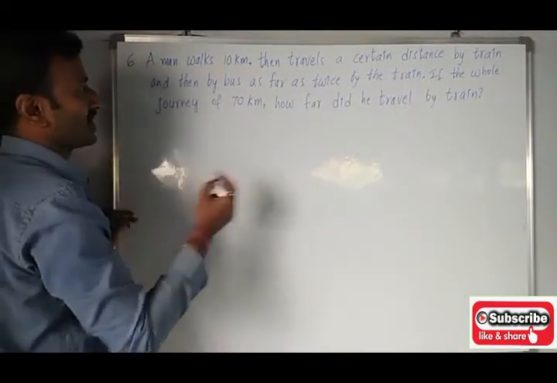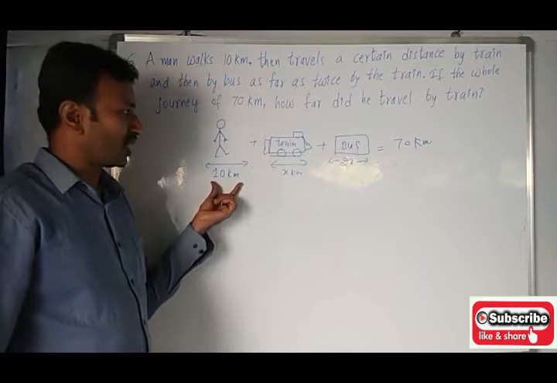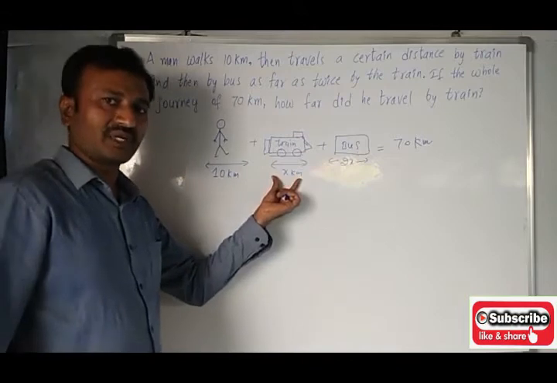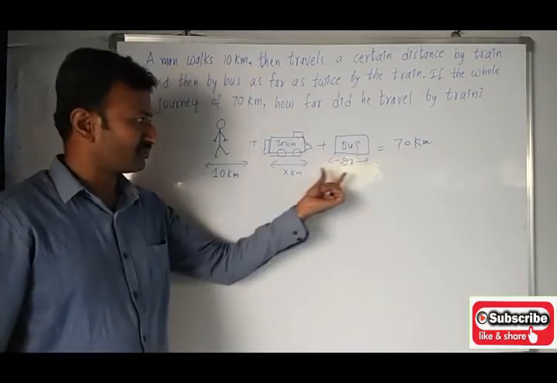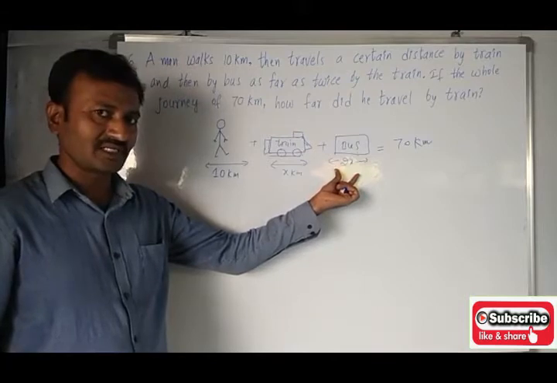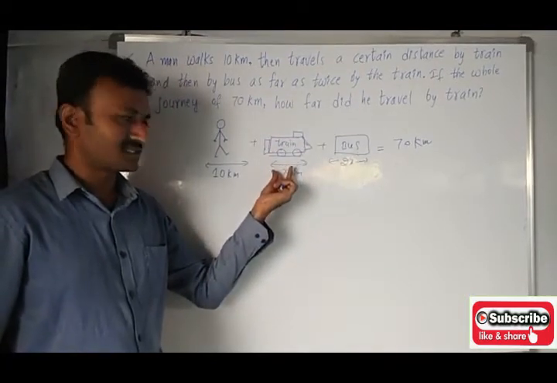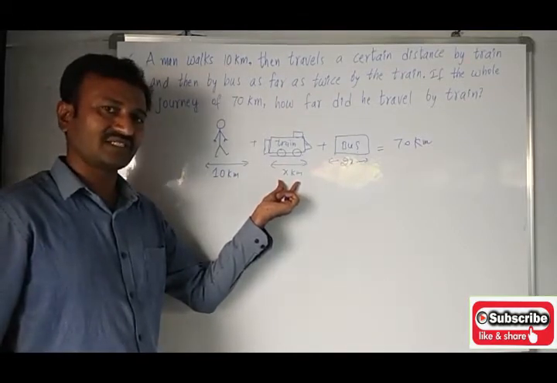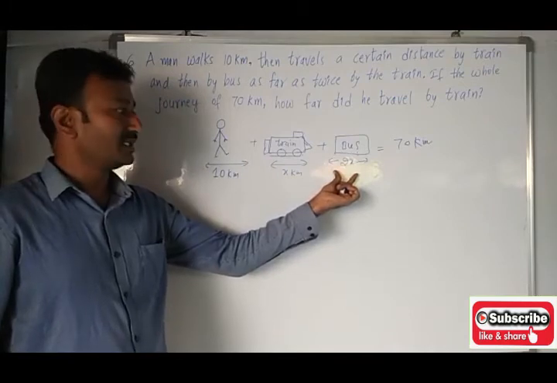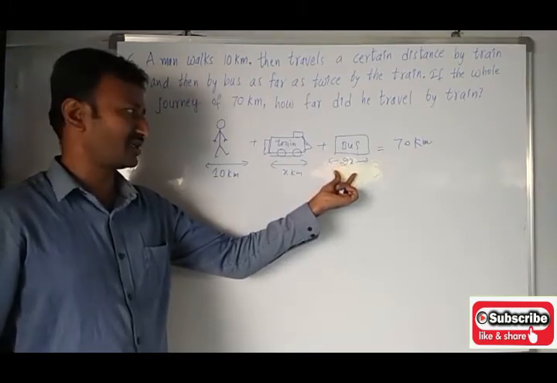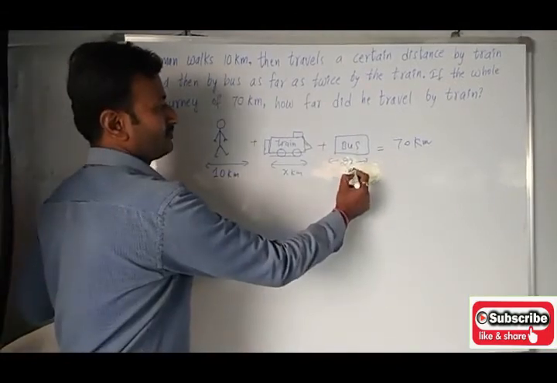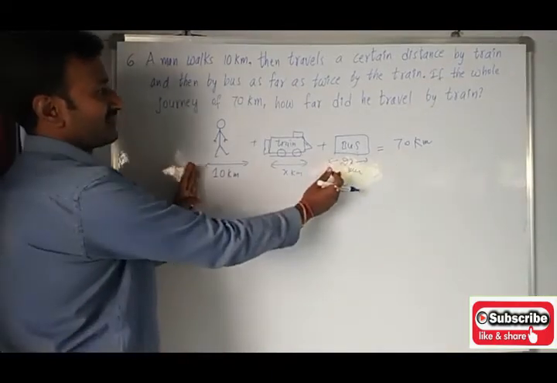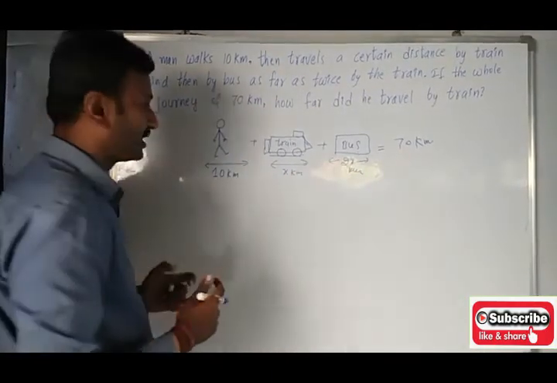First of all, let us draw one figure. Walking 10 kilometers, in train x kilometers. We don't know how many kilometers he traveled, so this is linked with the bus. In the bus how many kilometers? Twice the distance traveled in the train. So we assumed the distance traveled by train is x. Then the distance traveled in the bus is 2x kilometers. Total distance how much? 70 kilometers. So in this figure only, the problem and solution are also given.